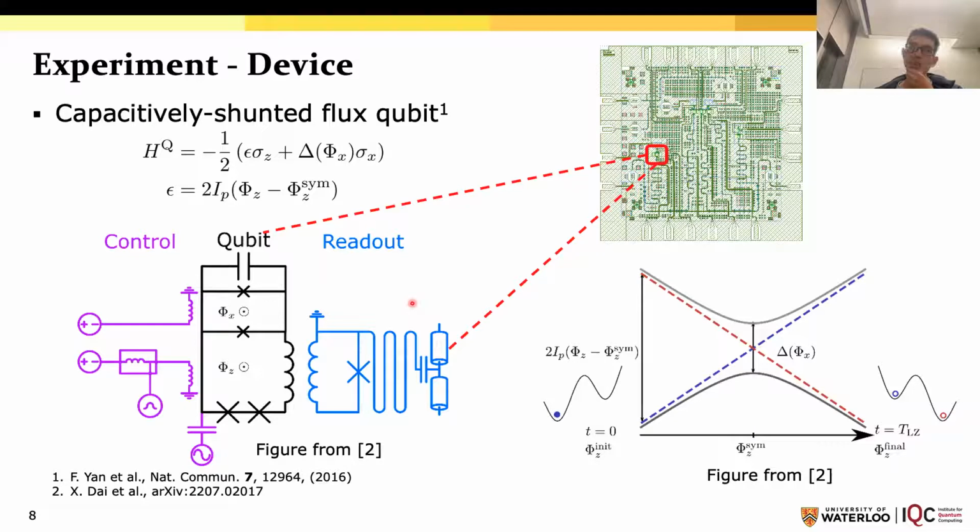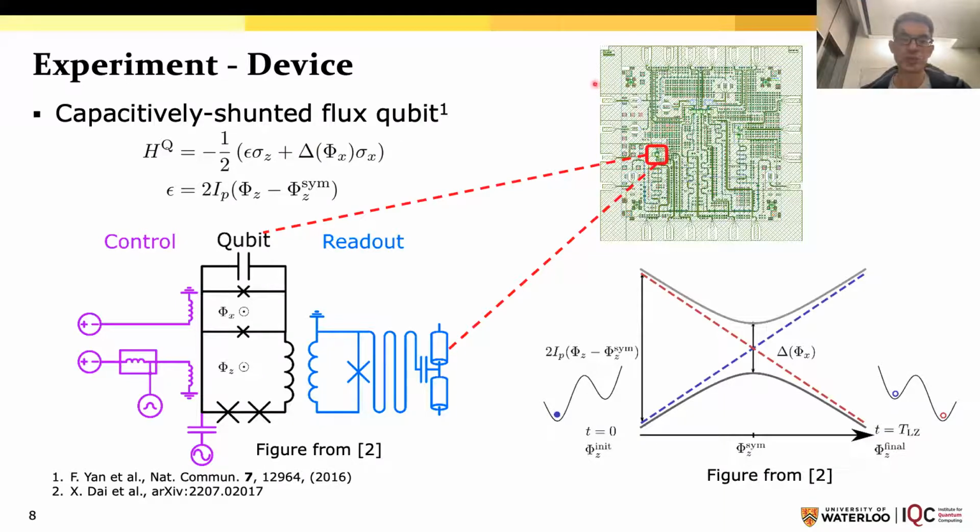The device we use to perform this experiment is a capacitively-shunted flux qubit. It can often be described by this two-level qubit Hamiltonian, where we have the longitudinal term with magnitude epsilon, and transverse term with magnitude delta. The longitudinal term epsilon is controlled by the Z-loop flux bias, and the transverse term is controlled by the X-loop flux bias.